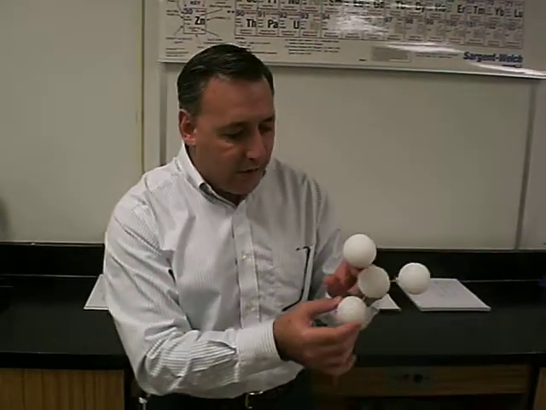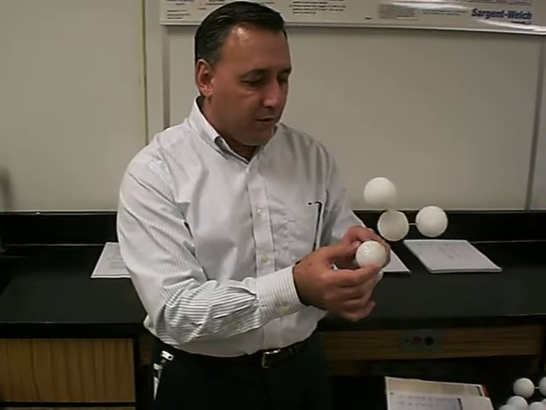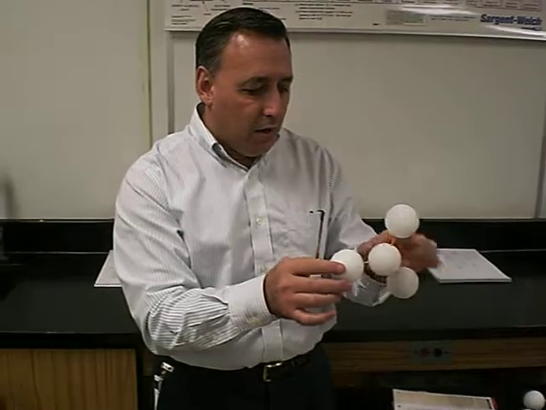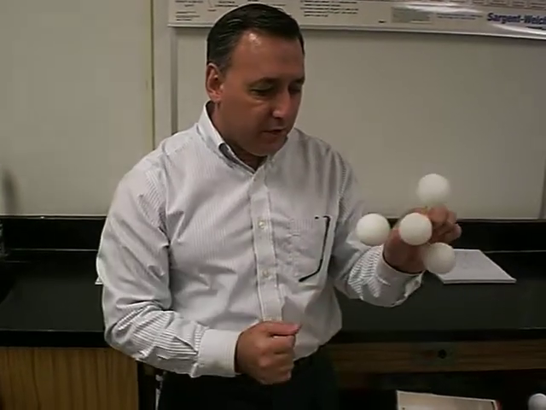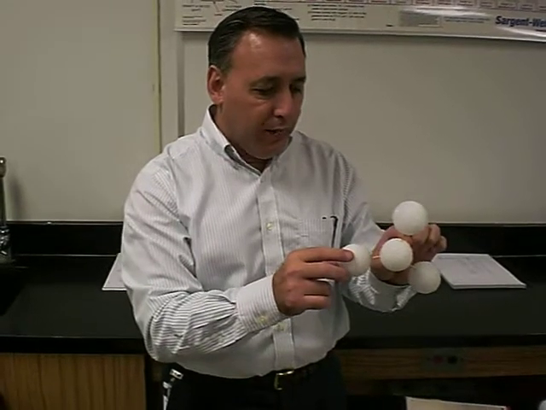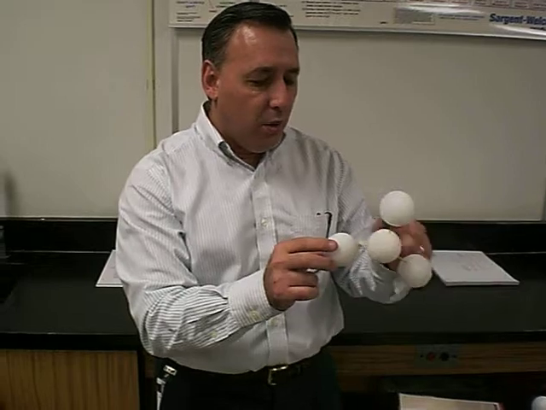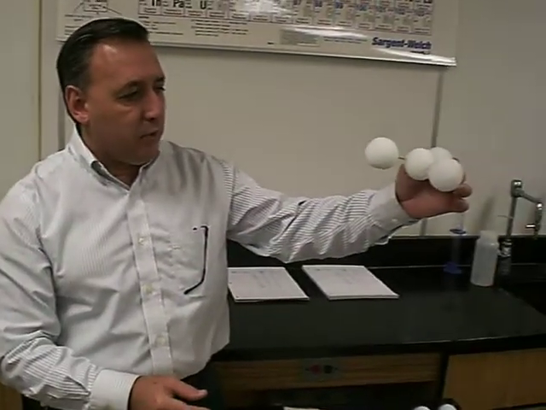We have a central atom flanked by 1, 2, 3 peripheral atoms. The atoms on the outside are exactly symmetrical, so we call this configuration trigonal planar. Trigonal because there are 1, 2, 3 atoms surrounding one central atom. Planar because, as you can see, the atoms form a plane.